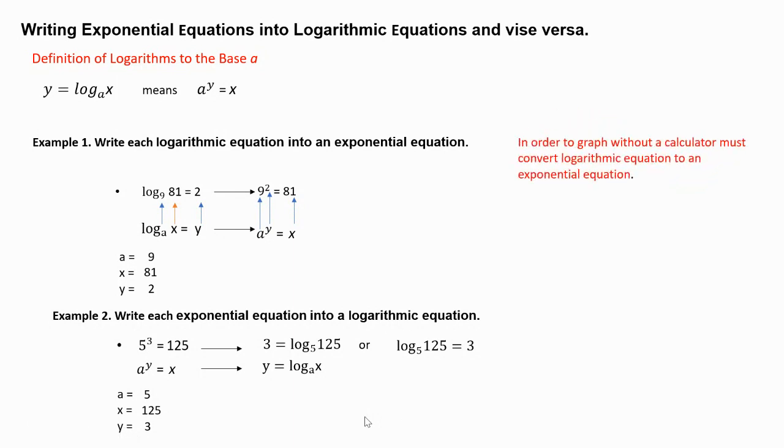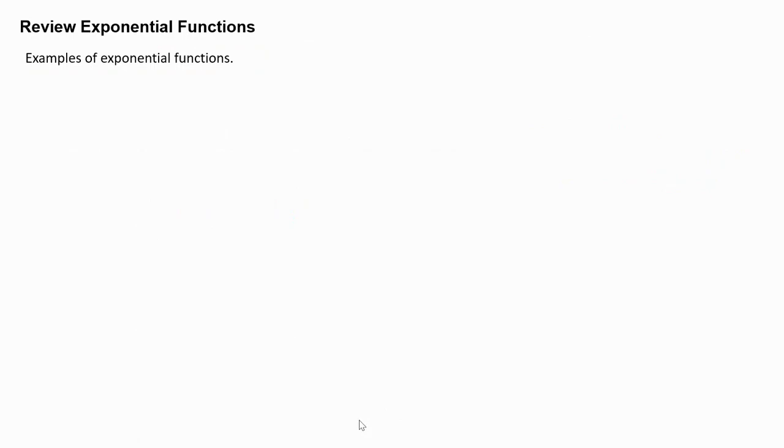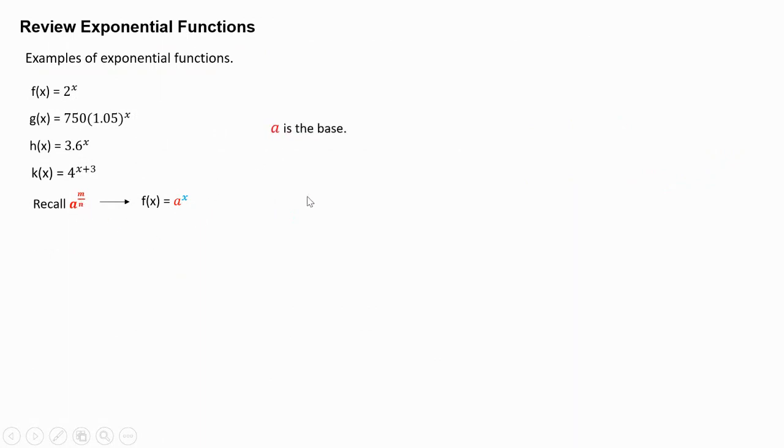In order to graph without a calculator, you must convert logarithmic equations to exponential equations. But first, let's review what exponential functions are. These are exponential functions. Why? Because the exponent is a variable. And recall from last week, a to the mn is the same thing as a to the x. This is also exponential. a is the base, and the exponent is a variable, or the letter, right?